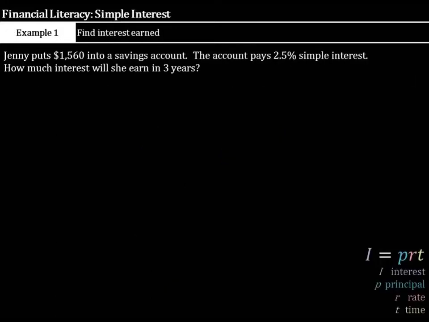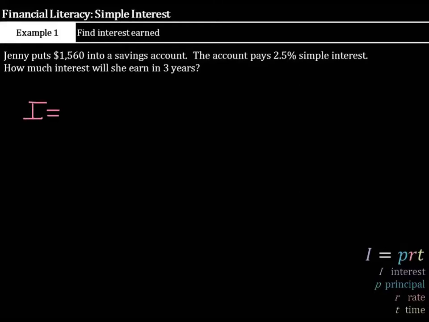Let's take a look at our first example. Jenny puts $1,560 into a savings account. The account pays 2.5% simple interest. How much interest will she earn in 3 years? Let's start first by defining our variables.